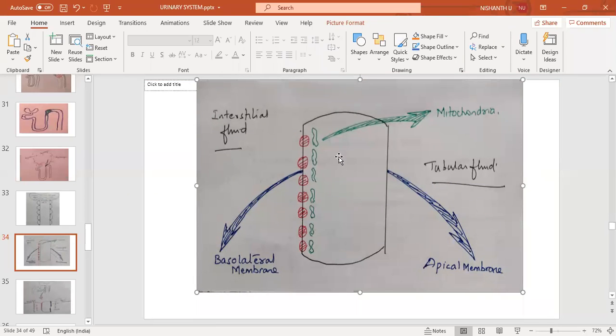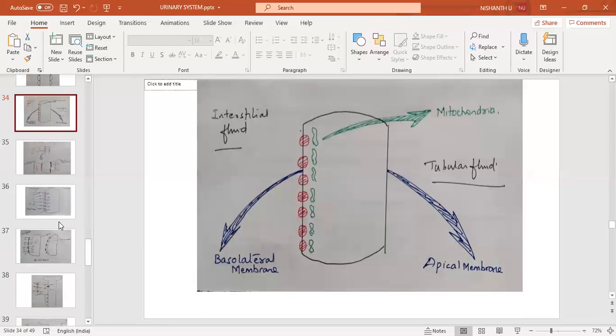The only thing you have to understand is that I have drawn this cell separately here. This side of the membrane which comes in contact with the tubular fluid is called the apical membrane. And this side of the membrane which comes in contact with the interstitial fluid is the basal membrane or basolateral membrane. Of course, some textbooks give a different name for the apical membrane. Are you able to understand? You need not worry about it. Consider that it is the apical membrane. It will become easy for you.